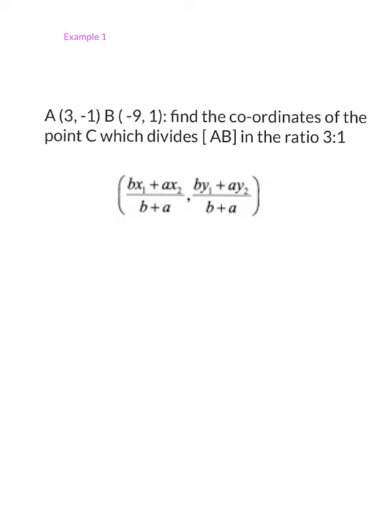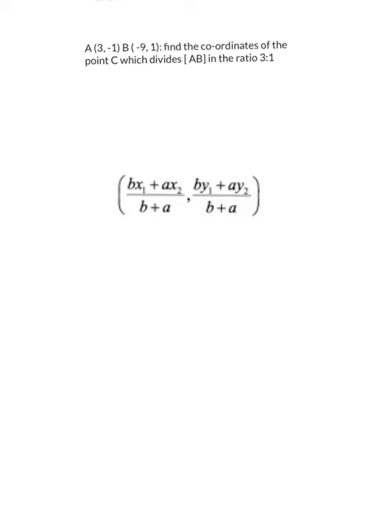Example 1 states that A is (3, -1), B is (-9, 1). Find the coordinates of the point C, which divides the line segment AB in the ratio 3:1. First of all, I'll just make this really small so that you can see it, and give myself more room. The first thing we do is we draw our line segment. Our line segment was A and B. A was (3, -1) and B is (-9, 1).